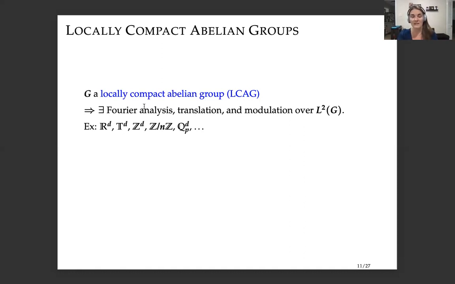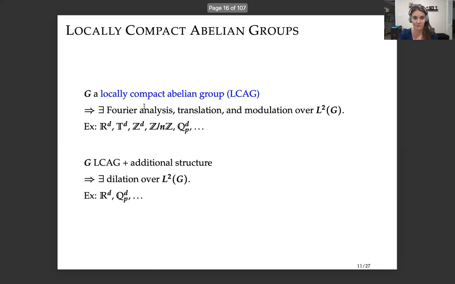The important thing is that this structure of being a locally compact abelian group allows us to do Fourier analysis, and have well-defined translations and well-defined modulations. And if we have some additional structure, then we can also define dilations. For example, the standard thing to do is over R^d, and we'll see that we can also do this over vector spaces over the p-adics.